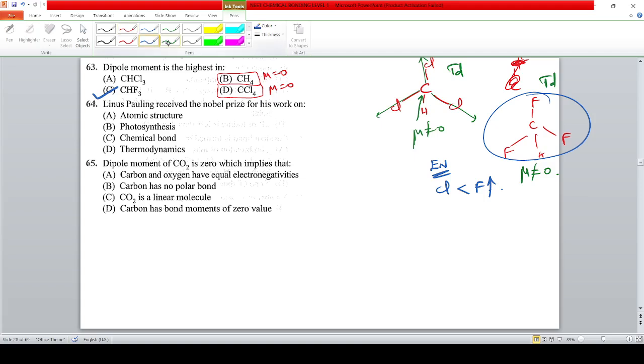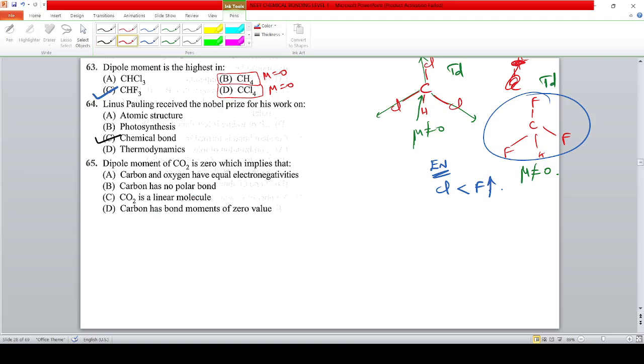Question number 64. Linus Pauling received the Nobel Prize for his work on which one? Linus Pauling worked a lot in chemical bonding. Regarding chemical bonding, he determined the hybridization of molecules and something like that. Right.